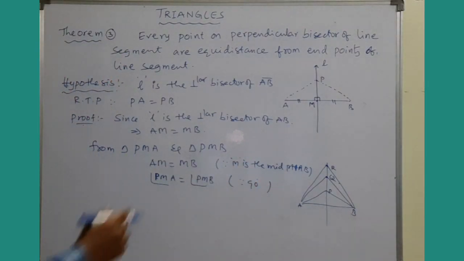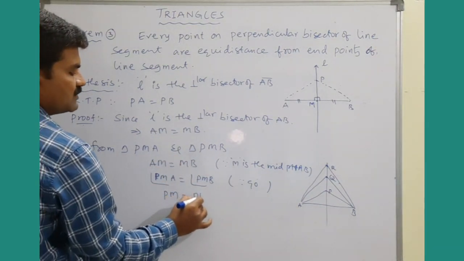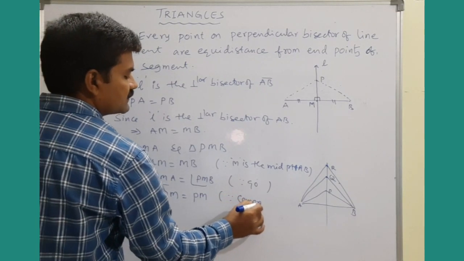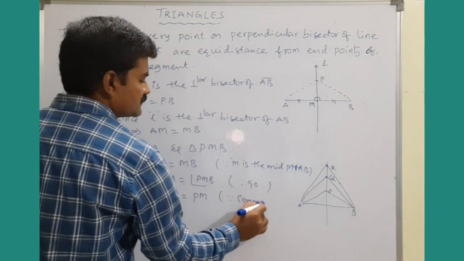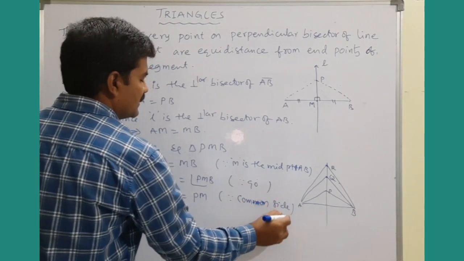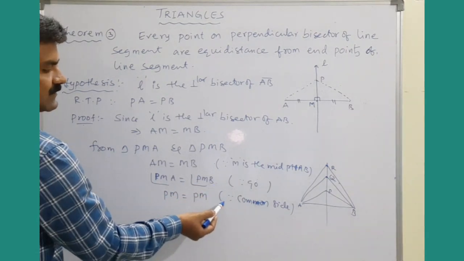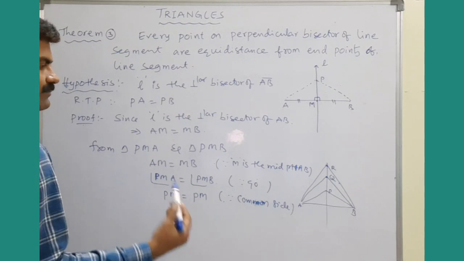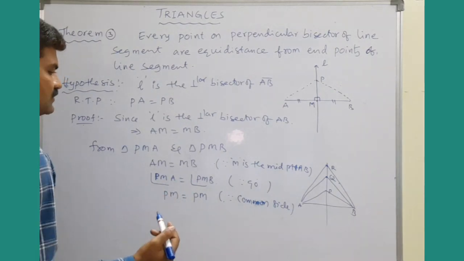Okay. And PM is common for both triangles. PM is equals to PM. Why? Because common side. Yeah, see, side, angle, side. So any corresponding three parts are equal, then we can say that those two triangles are congruent to each other.